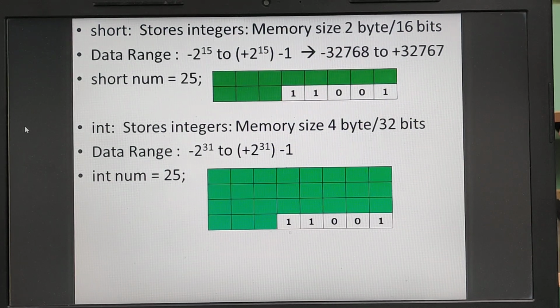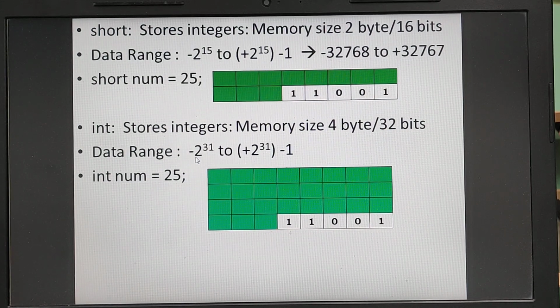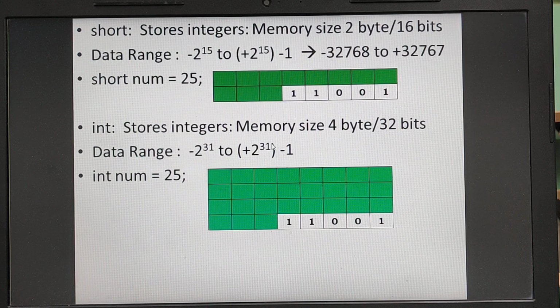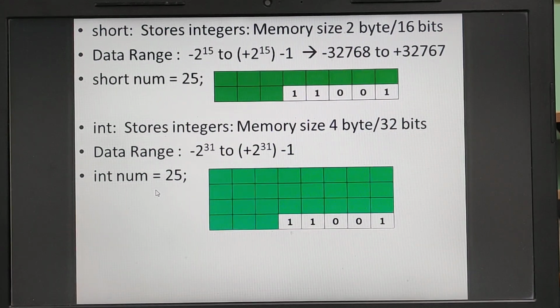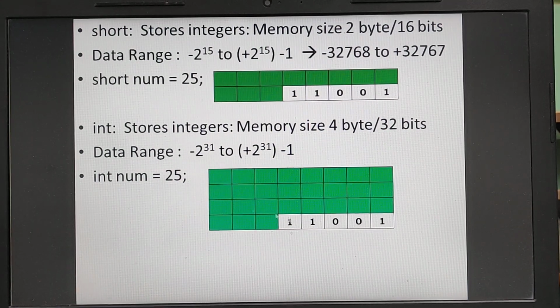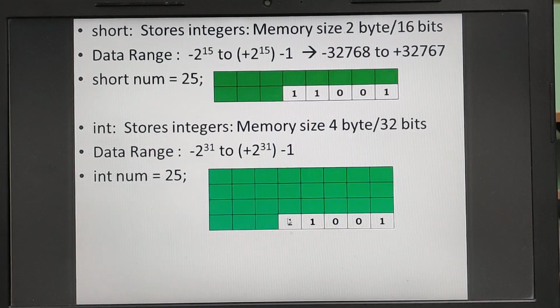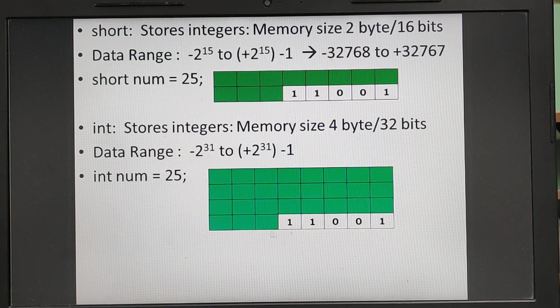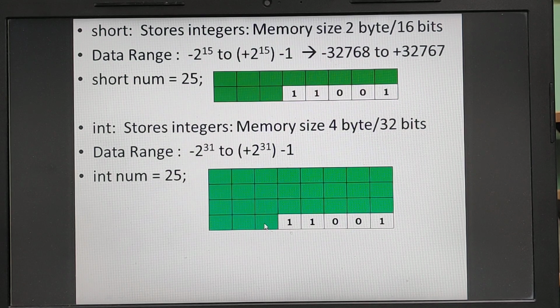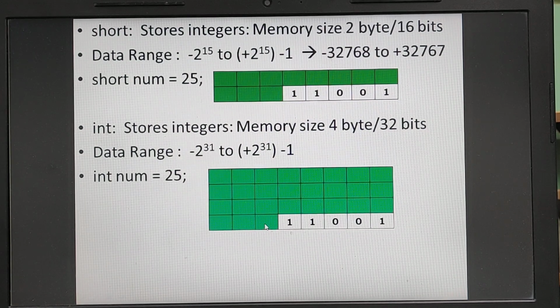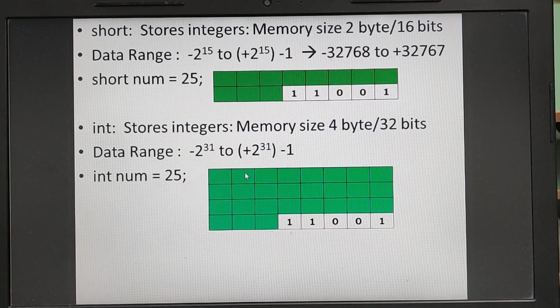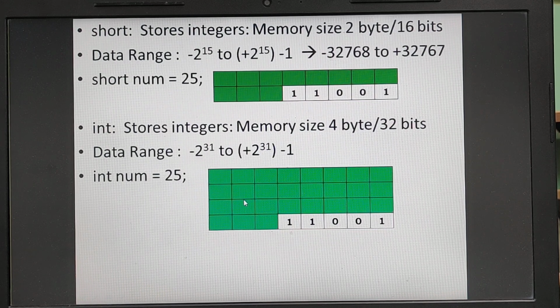As for integer, the memory is 4 bytes, that's 32 bits. The data range is minus 2 to the power 31 to plus 2 to the power 31 minus 1. It's nearly a 10 digit number. If I write int num is equal to 25, this is how the memory will look, where I'm still storing 25. The basic blocks which were lost even with byte type are still there, but there are also 3 more bytes which are a pure loss, which is a very big loss in memory.